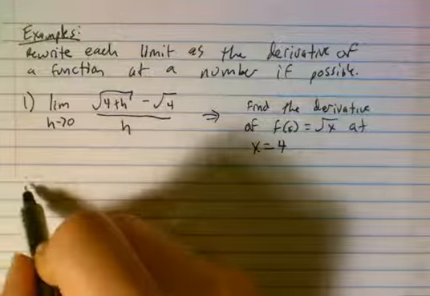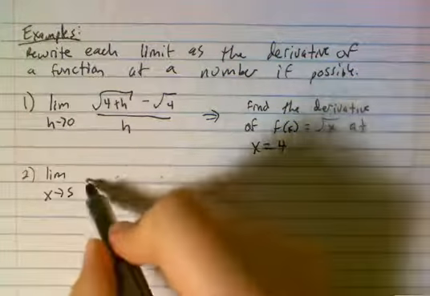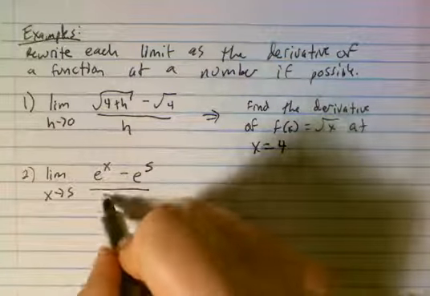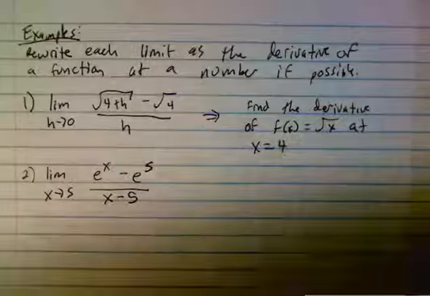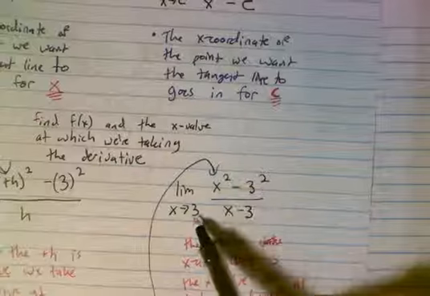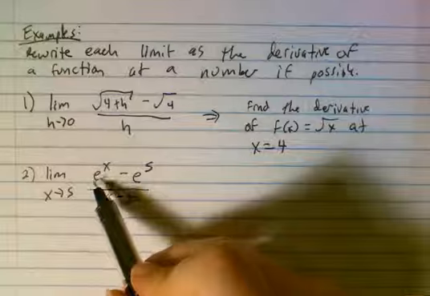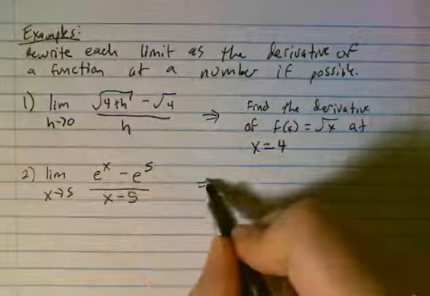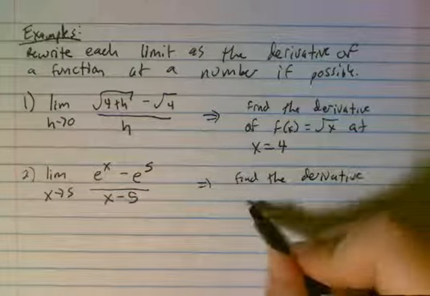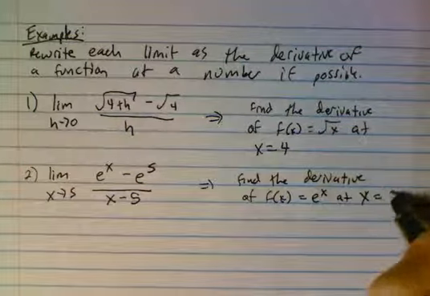So for the next one, that's this form, whatever's being done to the x, that's our function. The number right here is the number. So it's just e to the x, e to the number, it's the same thing. Find the derivative of f of x equals e to the x at x equals 5.